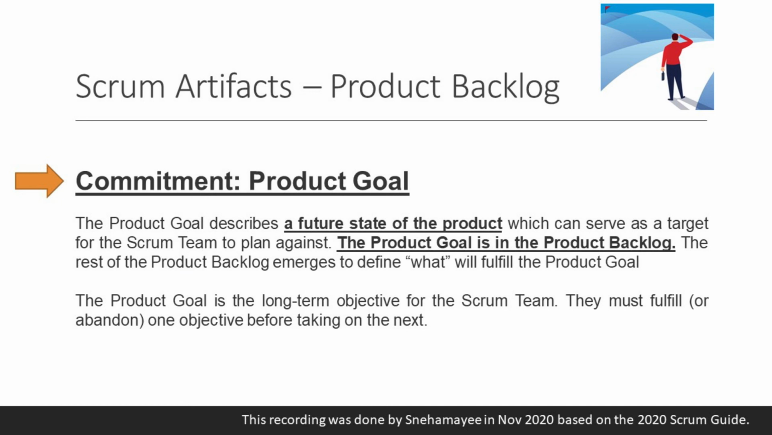Commitment: product goal. The product goal describes a future state of the product which can serve as a target for the Scrum team to plan against. The product goal is in the product backlog. The rest of the product backlog emerges to define what will fulfill the product goal. The product goal is the long-term objective for the Scrum team. They must fulfill or abandon one objective before taking on the next.